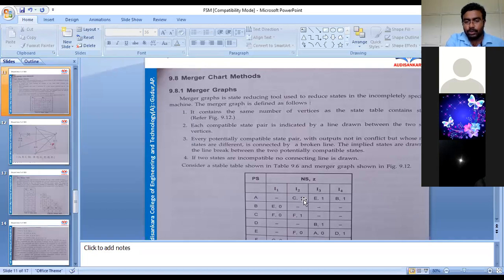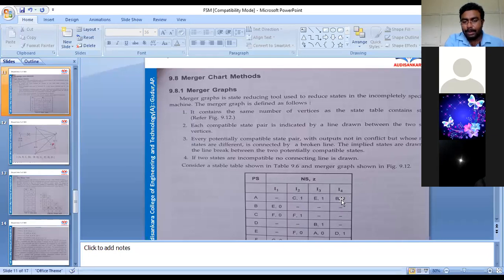What is happening, students? What is there for A when input I2 is applied? Next state C, and output is 1. Yes, sir. Next state is C and output is 1. What happens to your B? We can assume that next state is C and output is 1 is available. And what about your I3? E, 1 is available here with A, and here it is don't care. So I can assume E, 1 is available. Then compare A, B for I4.